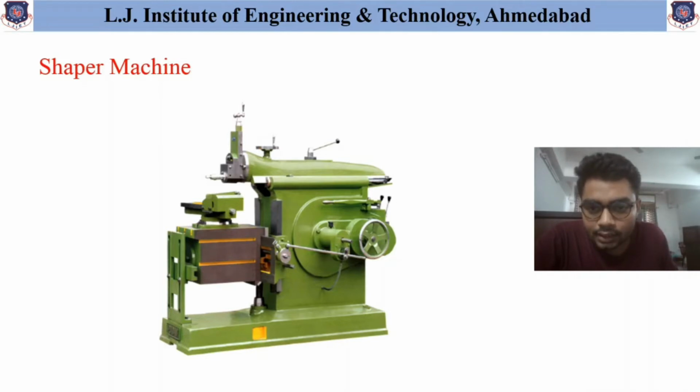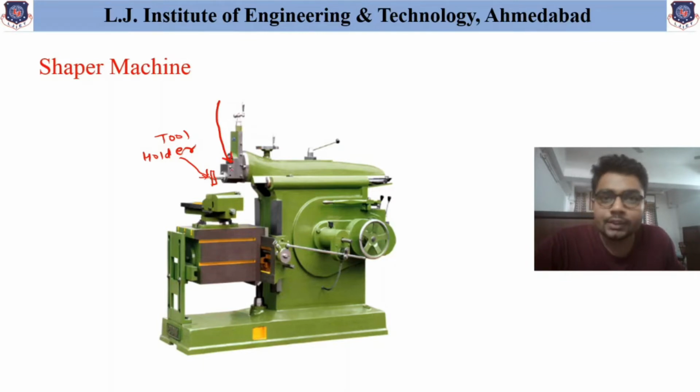This first part, at this particular portion, the tool is available, and that's why this portion is called the tool holder. Similarly, as we discussed in our previous lecture, to maintain the tool movement during the forward and return stroke, one particular mechanism is attached to this shaper machine, and that mechanism is called the clapper box mechanism. So it is called the clapper box.